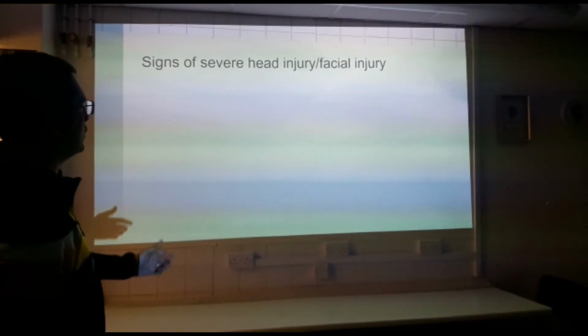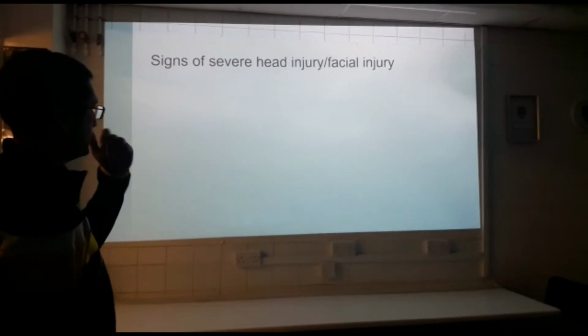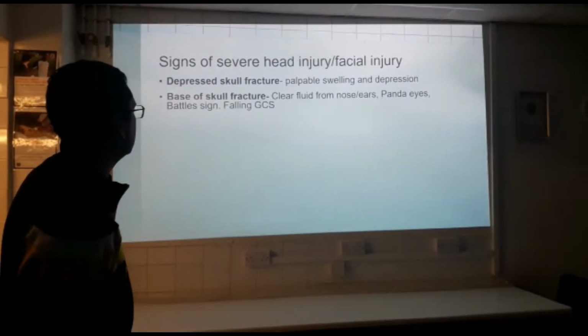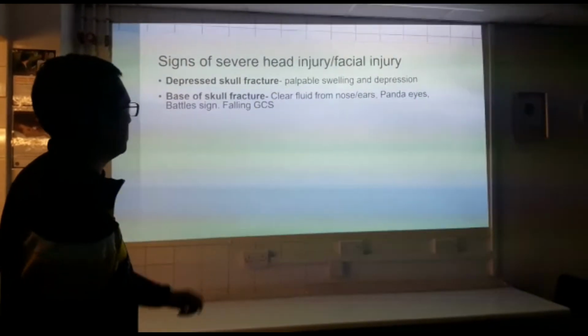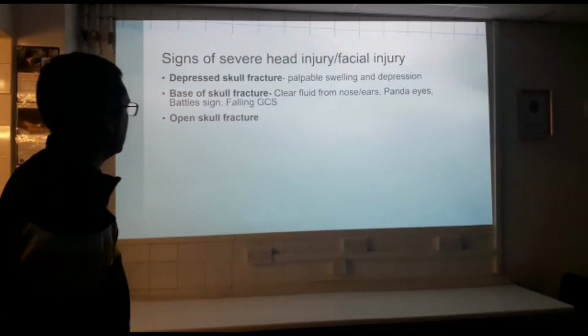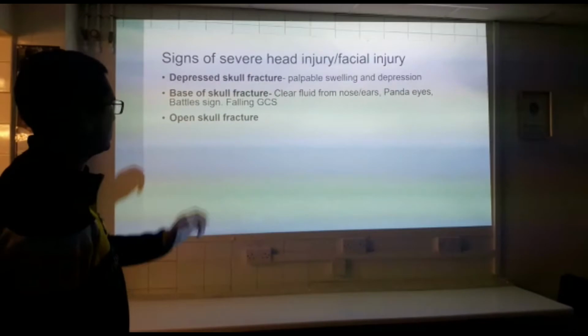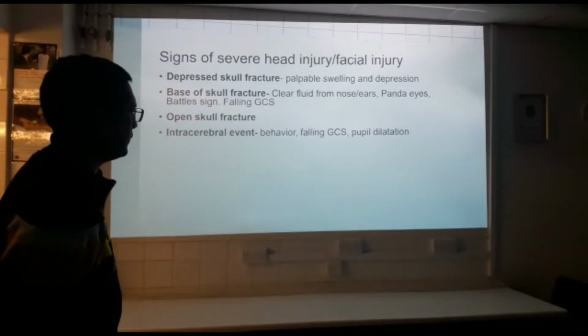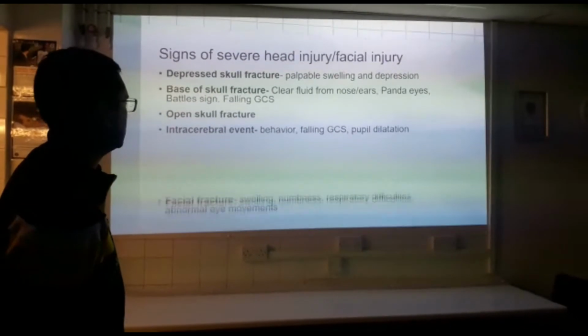So signs of severe head injury or facial injury, which you should be aware of, which need to go straight to hospital. Depressed skull fracture, so palpable swelling or depression. Base of skull fractures are clear fluid, panda eyes, which is black eyes basically, or Battle's sign, which is bruising of the mastoid area. Open skull fracture, intracerebral events, so behaviour, falling GCS, pupil dilatation.